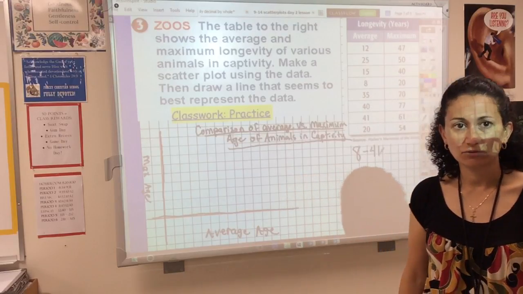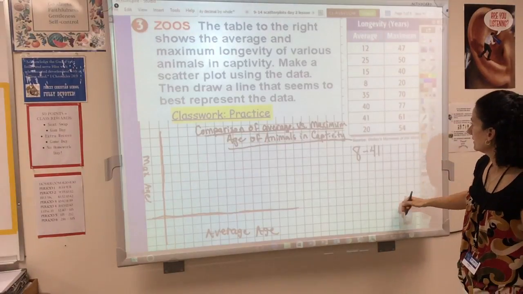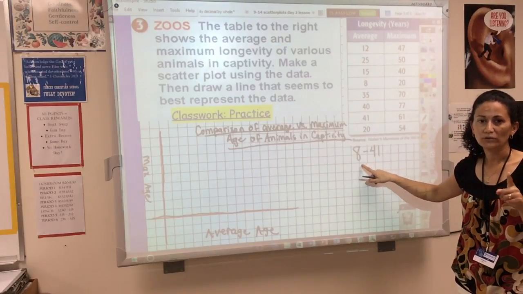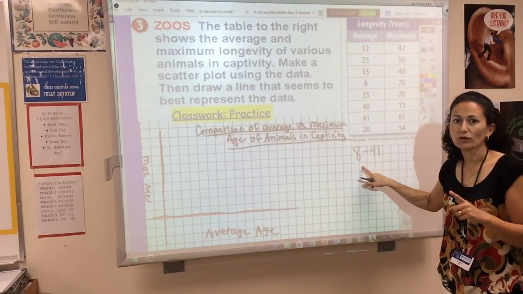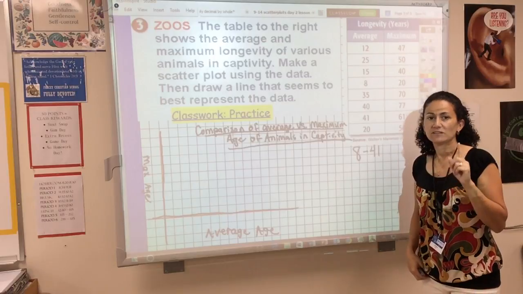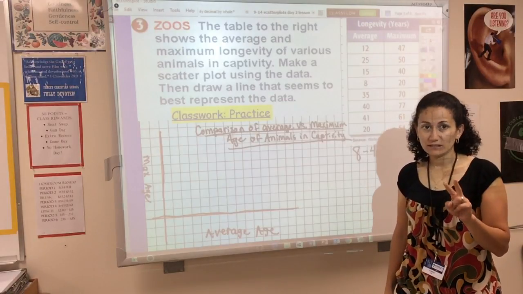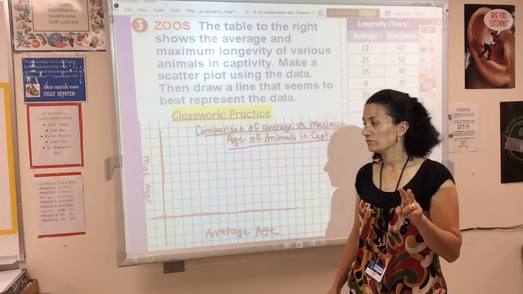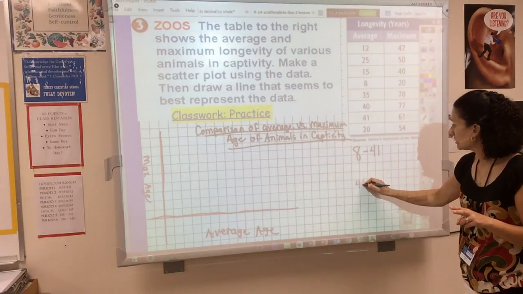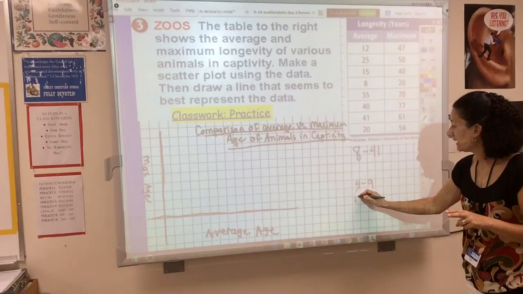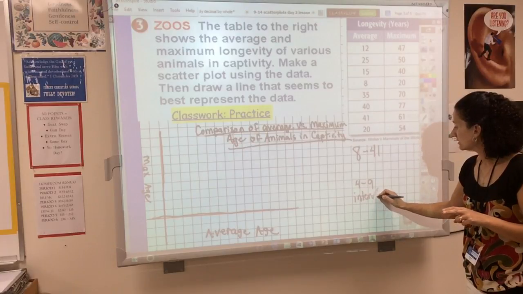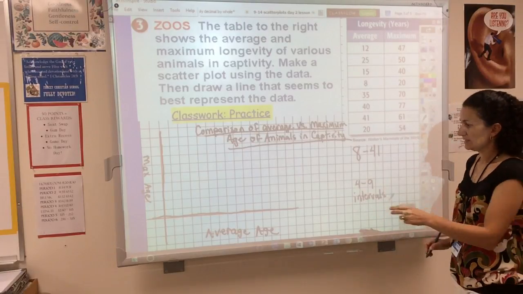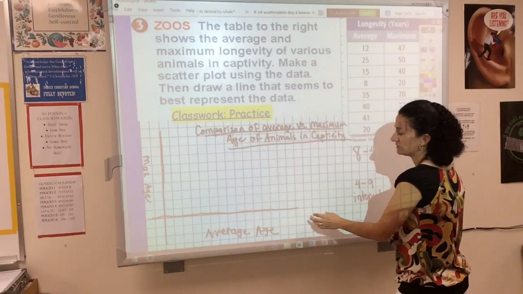I have to consider two things. One, my scale. I'm going from 8 to 41, so I have to cover all the numbers from 8 to 41. The second thing to consider is the ideal number of intervals. The ideal number of intervals would be 4 to 9. I want to have between 4 to 9 intervals. That means 4 to 9 numbers here.